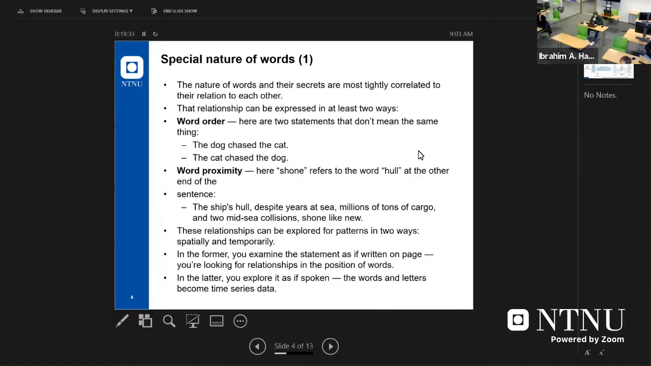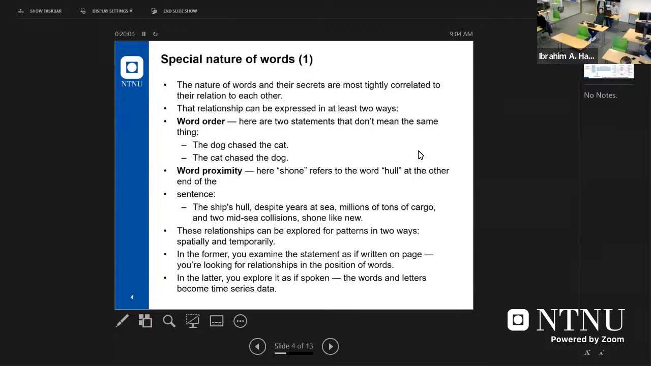Those relationships can be explored in two ways, spatially and temporally. Spatially, it's about the order of words as a direction: should we go from left to right, from right to left, from top to bottom, and so on? Temporally, it's when it's a spoken language. You don't know what will happen, and you don't know the length and the context. What are the connections between different words? So it's about word proximity.